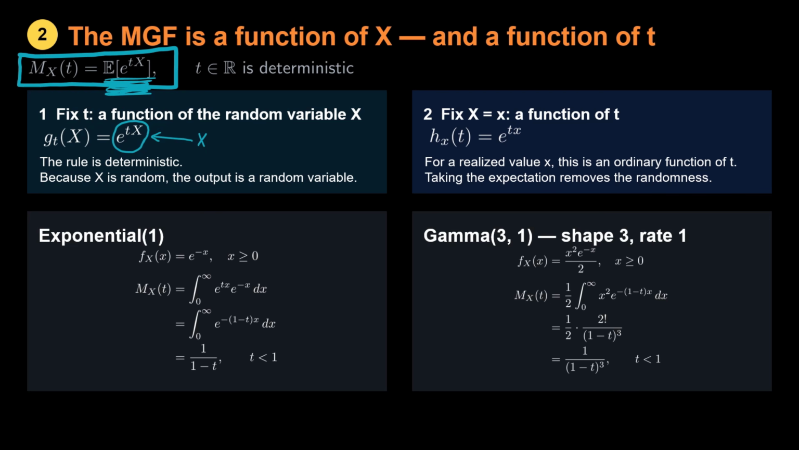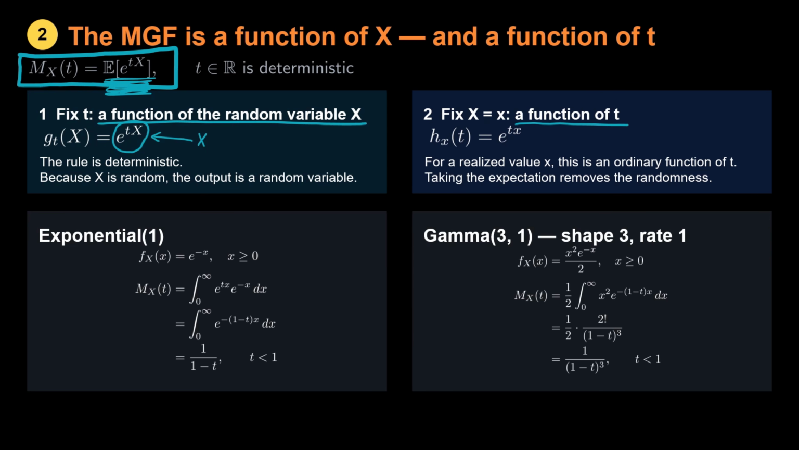But this new random variable that we'll create, e to the power of tx, has two interpretations. It can be viewed as a deterministic function of the random variable x for a set value of t, or it can be viewed as a function of t.